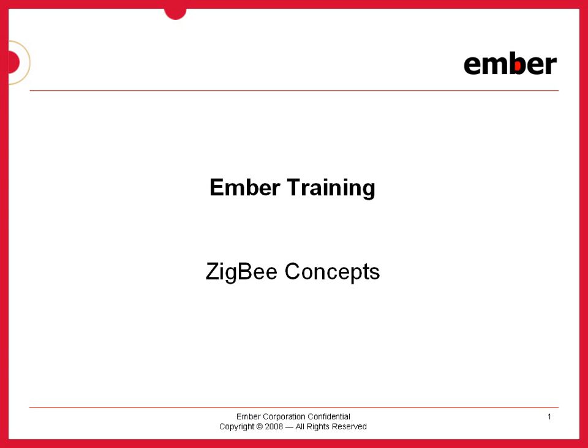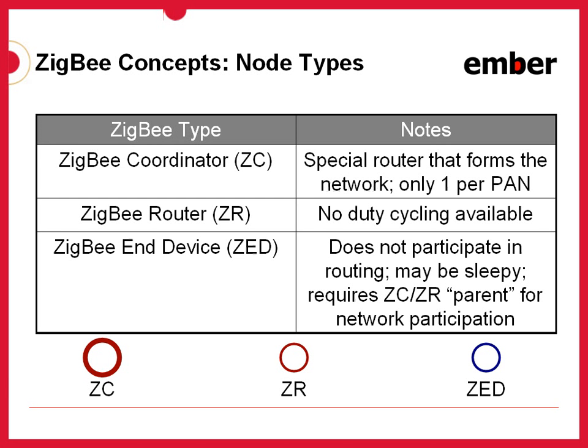In this module of training, we're going to discuss more basic ZigBee concepts, including ZigBee node types, PAN IDs, including extended PAN IDs, and addressing. So let's start with node types. First, ZigBee has three types of basic node types that we generally talk about. There's the coordinator, or ZC, the ZigBee router, which I'll abbreviate ZR, and the ZigBee end device, ZED.